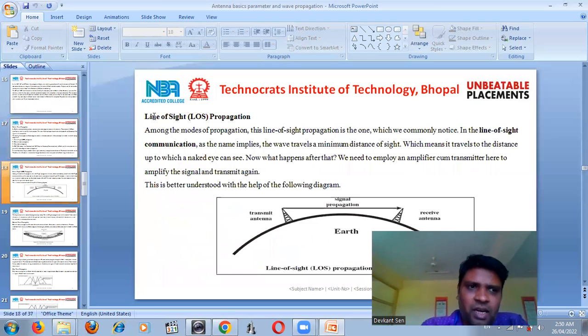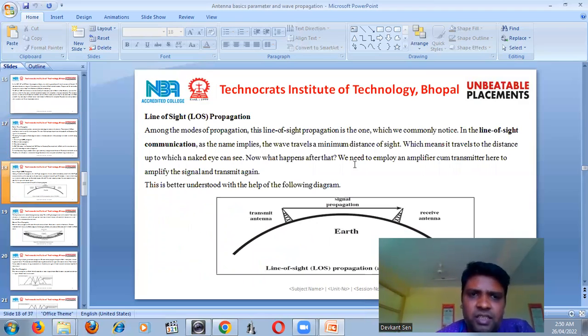Let's explain one by one. Line of sight propagation. Among the modes of propagation, line of sight propagation is the one which we commonly notice. As the name implies, the wave travels a distance up to which the eye can see. After that, we need to employ an amplifier cum transmitter here to amplify the signal and transmit again. Look at this diagram. This one is the line of sight propagation.